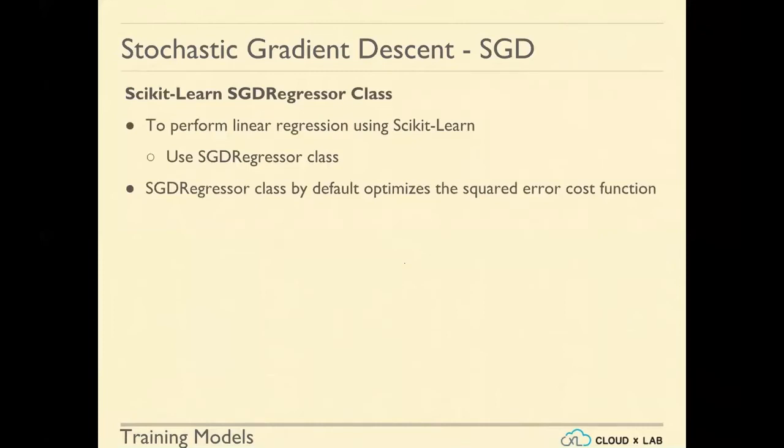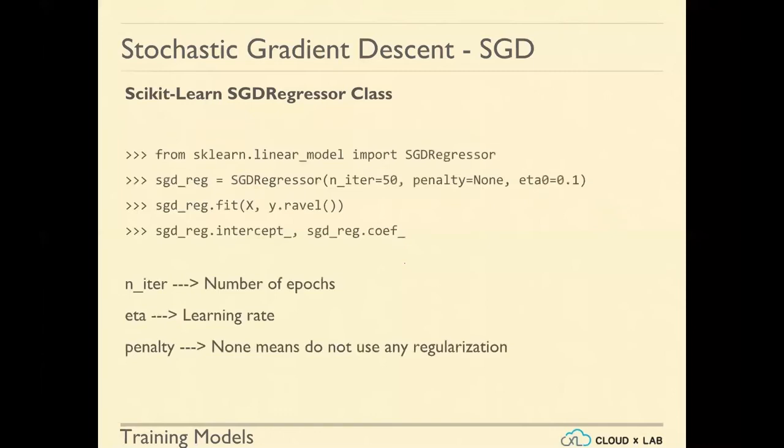Okay, so to perform linear regression, we can use scikit-learn's out-of-the-box method called the SGDRegressor class. By default, it optimizes the squared error cost, right? So all we need to do is import SGDRegressor from sklearn.linear_model, and then, after importing, we can initialize SGDRegressor with number of iterations, penalty, and eta. We'll talk about penalty very soon. Once we have initialized, we can just call fit, and that will generate the intercept and coefficients. The intercept and coefficients are what is called the model.